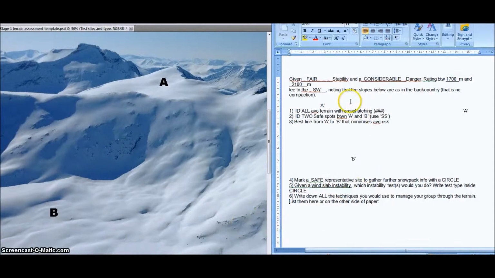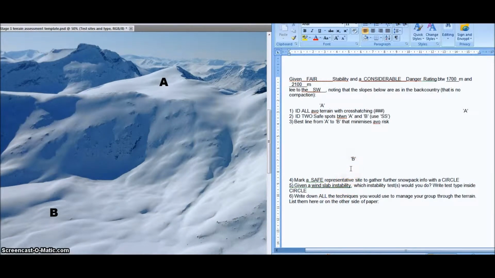The other resource is the question template that you will give in association with this picture to prompt the student to mark on the sketch the different features. We'll give them a scenario of stability and danger rating relative to the terrain that's in the picture, with an elevation and an aspect, and the type of problem they will have, whether it's a wind slab or other, and we'll cover that down in question number 5.